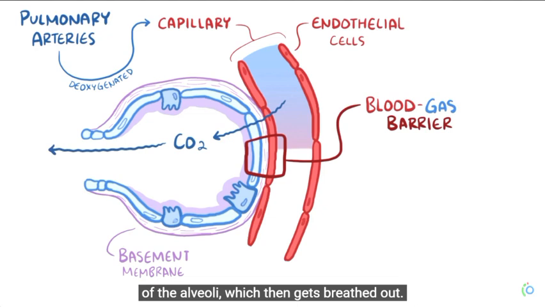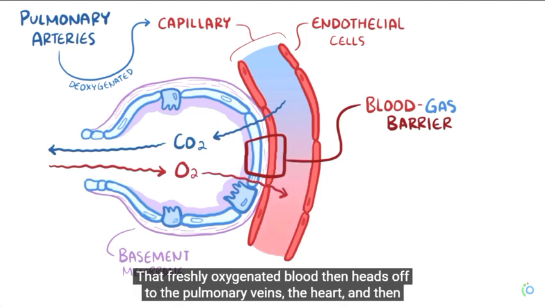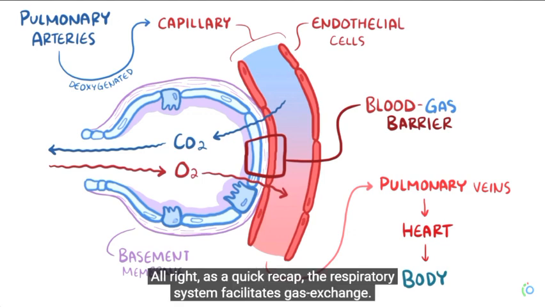At this point, carbon dioxide diffuses out from the deoxygenated blood into the air of the alveoli, which then gets breathed out. And with each breath in, oxygen enters the alveoli and freely diffuses into the blood. That freshly oxygenated blood then heads off to the pulmonary veins, the heart, and then to the body's tissue.